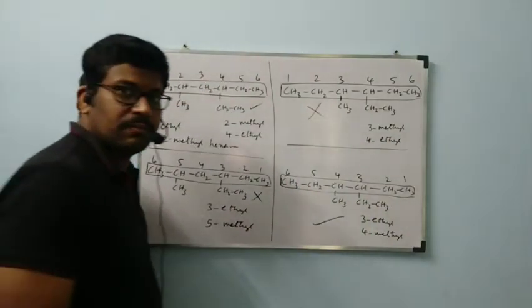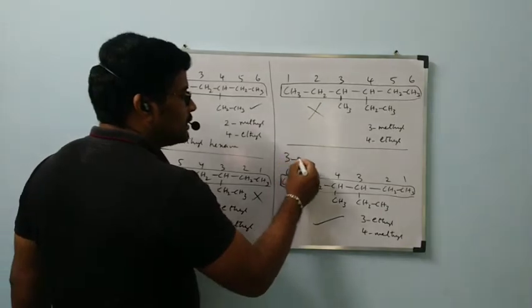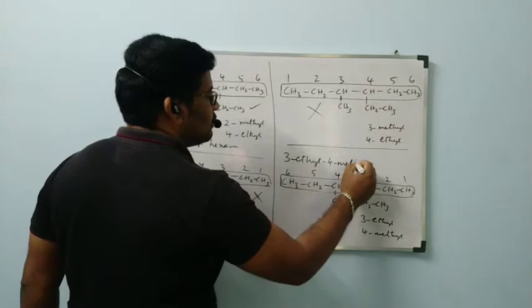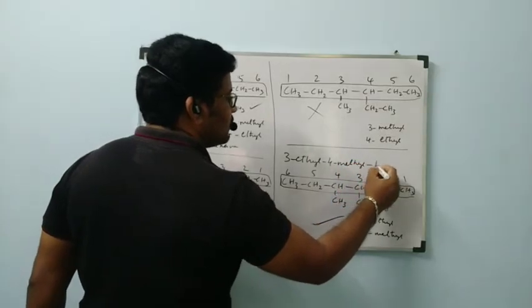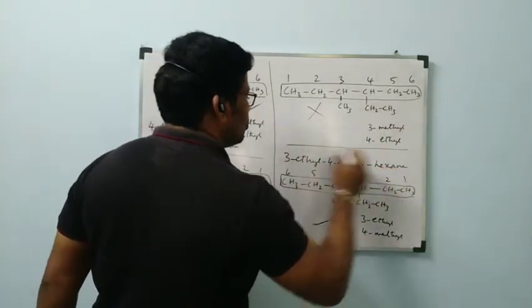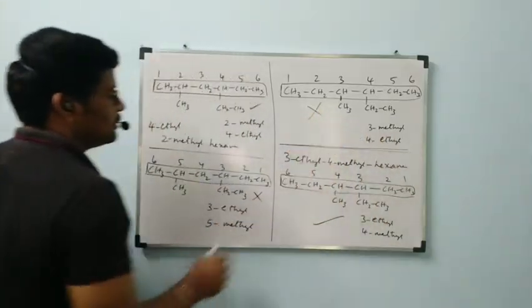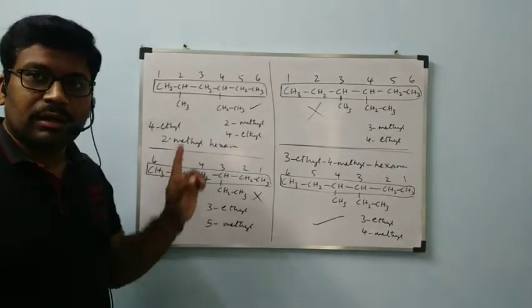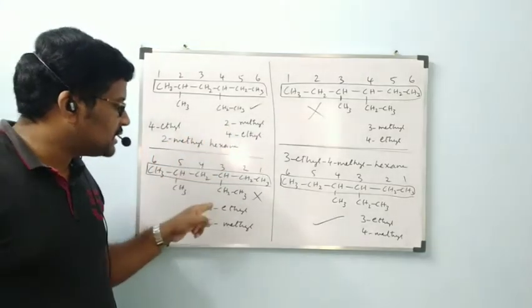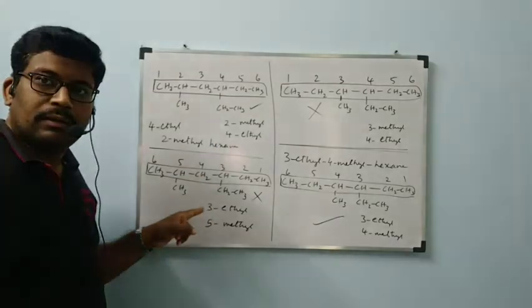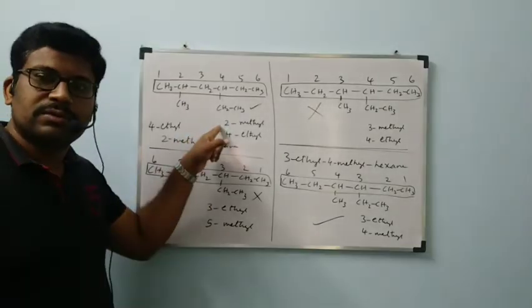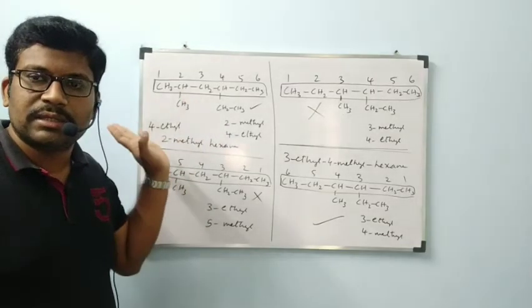Then the name of this compound will become 3-ethyl 4-methyl hexane. This is wrong and this is wrong. Now the difference between here and here: here we have two different first numbers. Then what do we have to do? We choose the small number only. That number I have chosen and written the name.